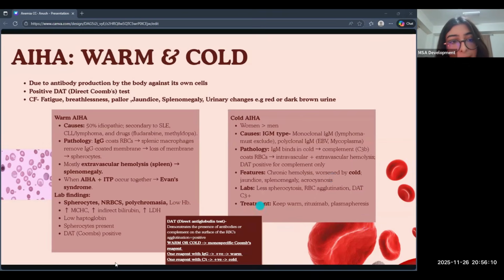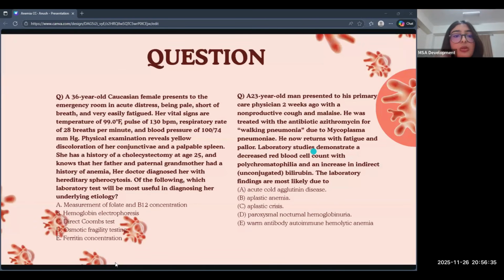Now, I want you to remember these 3 lines. So warm or cold, what test do you do? Monospecific Coombs reagent. If you do one reagent with IgG and it's positive, it's warm. IgG, warm. If you do one with C3 and it's positive, it's cold. So IgG, warm, C3, cold. Okay? Okay, now let's do a question.